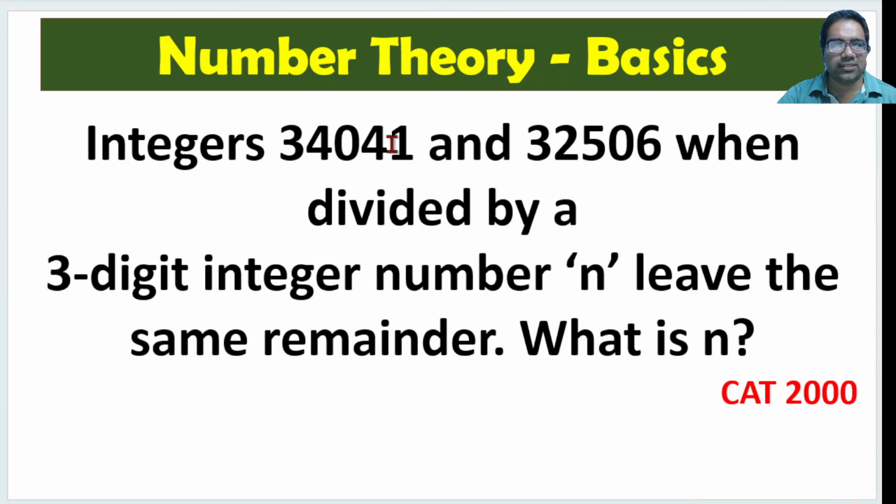We are given two integers, 34041 and 32506. When they are divided by a three-digit integer, some n, they leave the same remainder. What is this three-digit number? Now we are given that they leave the same remainder, so let us use this hint.